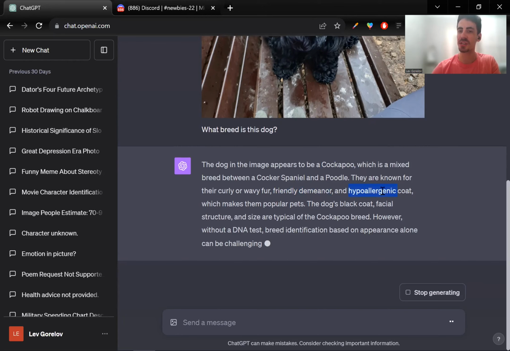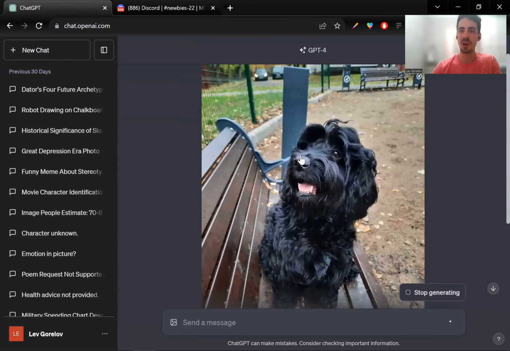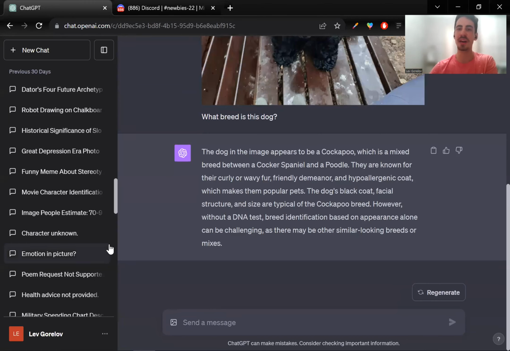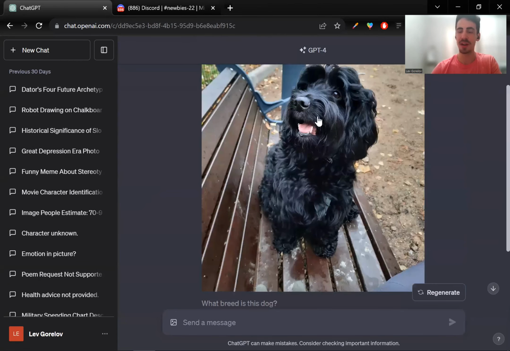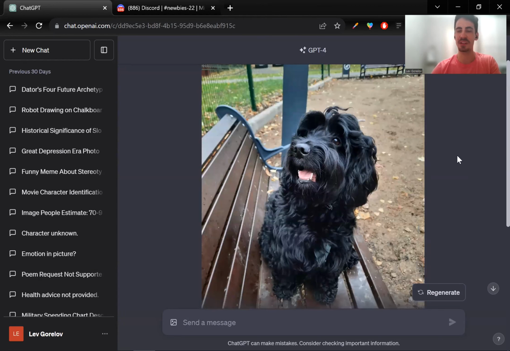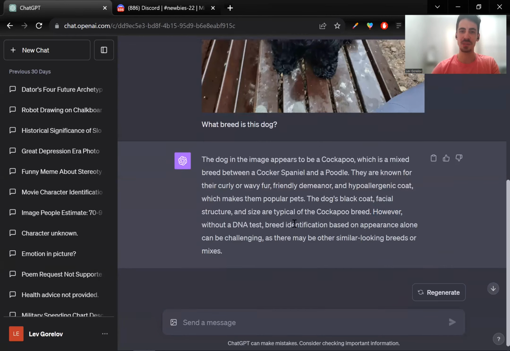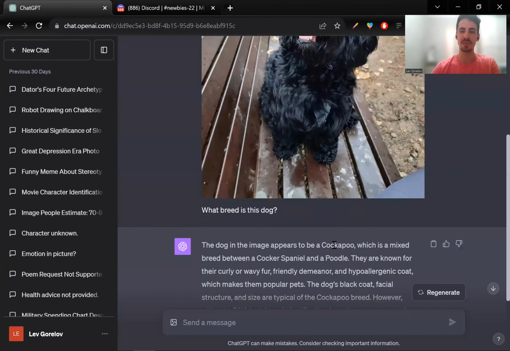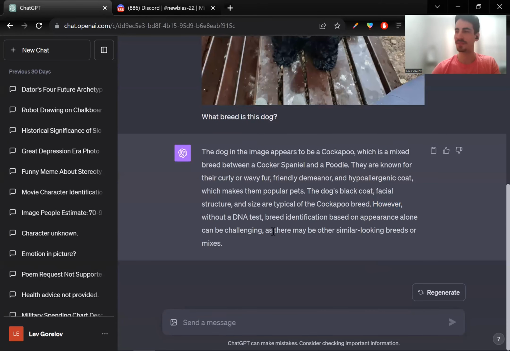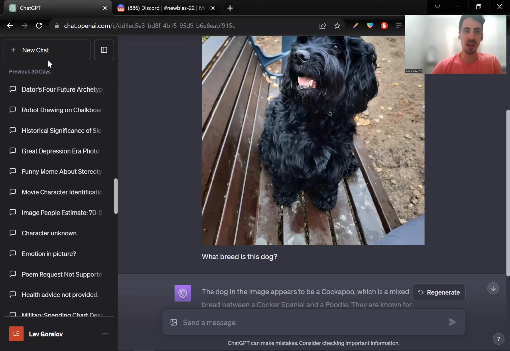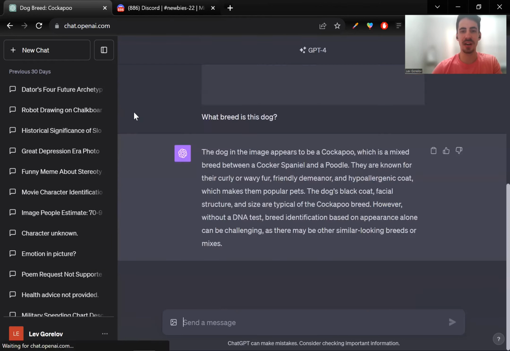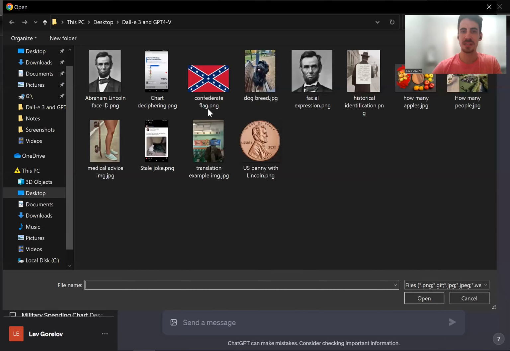Okay, hypoallergenic coat. So it's even describing features which I would not extrapolate directly from an image, just pulling from a data source about what it knows about this specific dog breed. And then it goes on to warn me that, without a DNA test, I really wouldn't know for sure. But without being a dog expert, I have an inclination that it's quite correct. It sounds quite convincing in explaining its reasoning and saying why this is a cockapoo. God bless dog people.